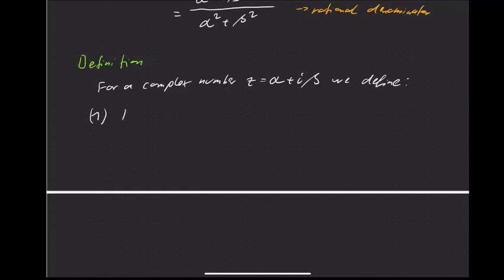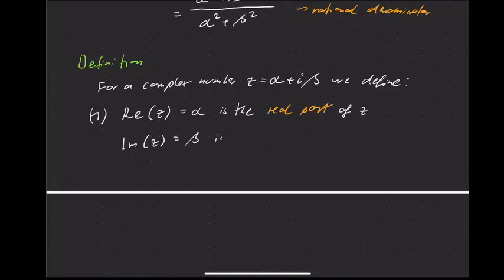So the real part, abbreviated as Re of z, that is simply alpha. And the second one, abbreviated as Im of z, is beta, without the i. That is the so-called imaginary part of z.